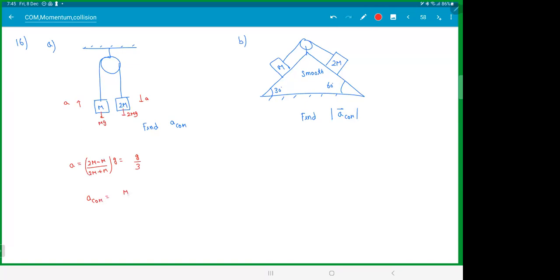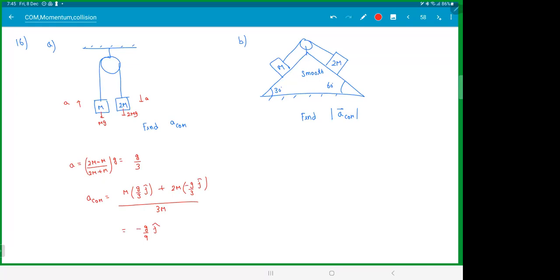So acceleration of center of mass will be here. Be careful. This is m by 3 j cap. The sign is important. 2m, this is minus g by 3 j cap. If you take it as plus, you will go up. The total mass is 3m. So the answer will be minus g by 9 j cap. That is a mistake you do.